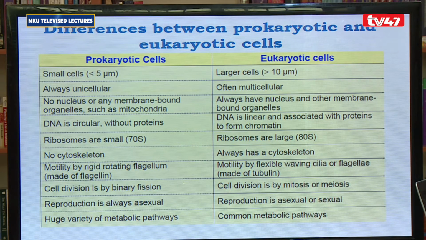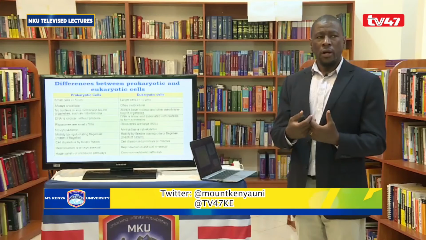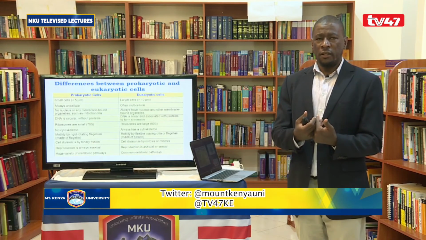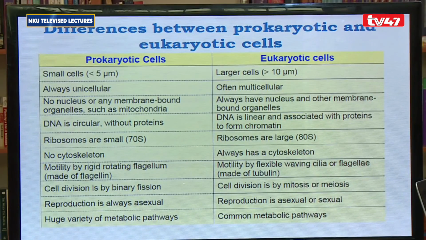mitosis and meiosis. Prokaryotic cells, most of the time reproduction is asexual, while in eukaryotic cells reproduction can be asexual or sexual. You remember sexual reproduction is when two cells come together to form a zygote. In asexual reproduction, you do not have two cells coming together. It is one cell dividing into two, or an organism just being propagated from one particular cell. Is what we call asexual reproduction.